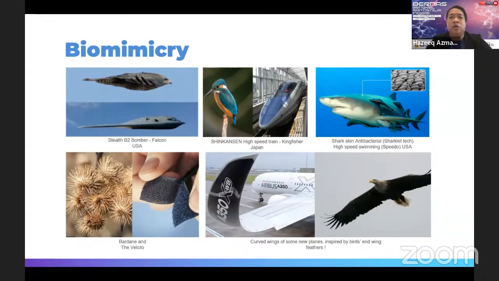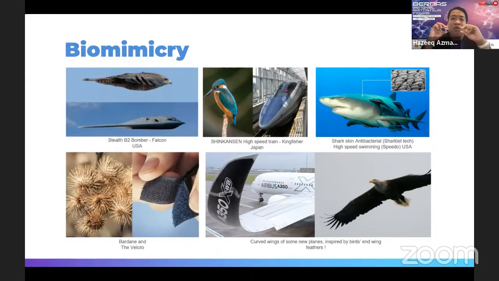Okay, so you look at, for example, here the falcon jet. They developed that to look like a falcon so that it can fly very fast, steadily and quietly. Okay, and then picture number two there, the Shinkansen high-speed train.